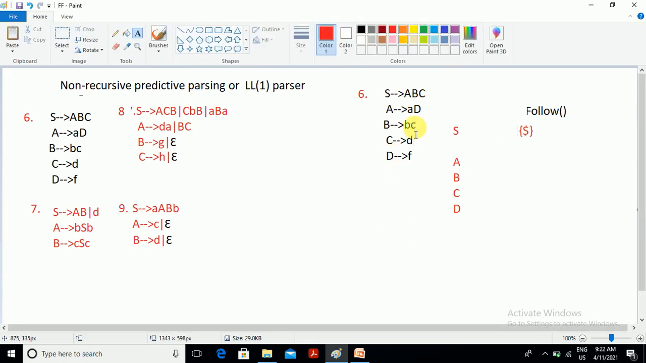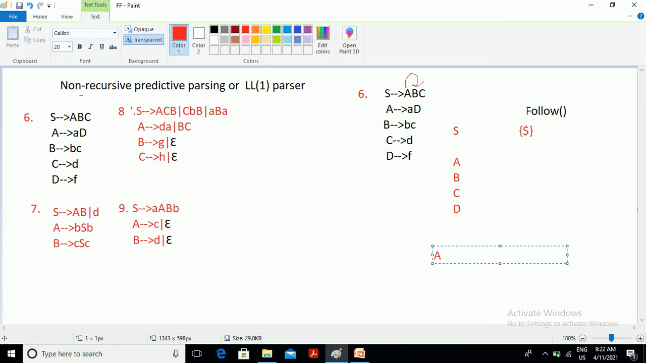In how many places is A there? Find out. There is only one: in one production, capital A is there. In that production, A is following capital B. Now capital B should be replaced with its production.